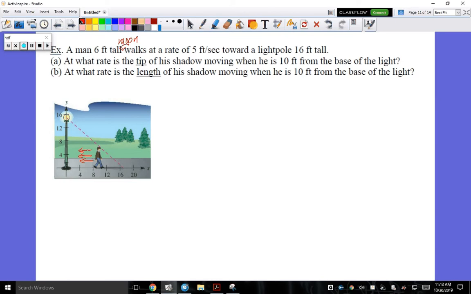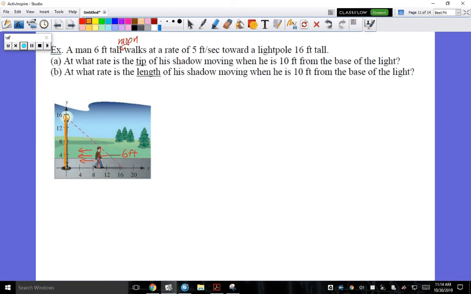A man 6 feet tall, so 6 feet, moonwalks, that's awesome, at a rate of 5 feet per second toward a light pole. And the light pole is 16 feet tall. That means his velocity, well, we'll get to that.